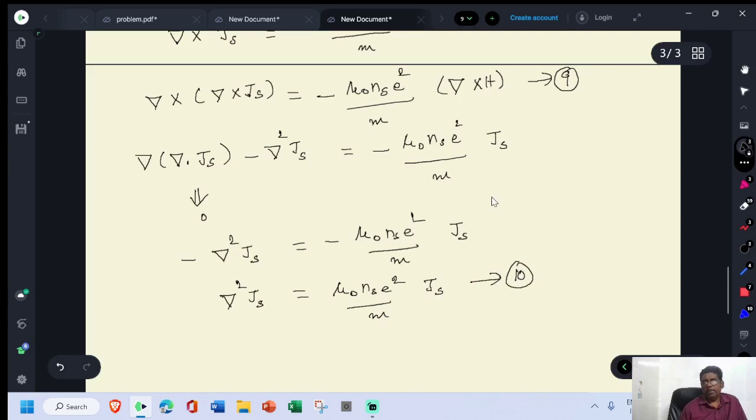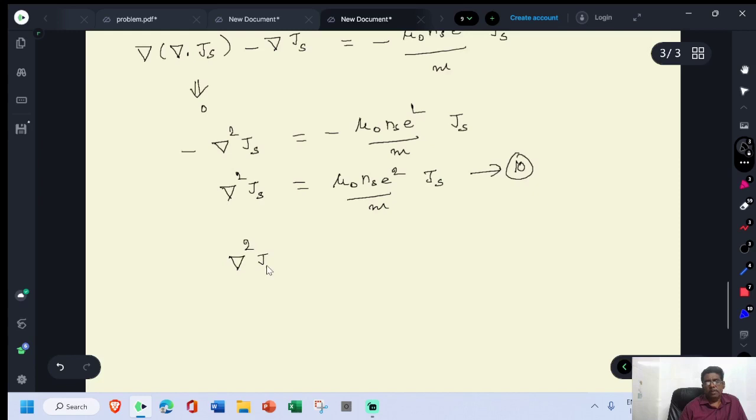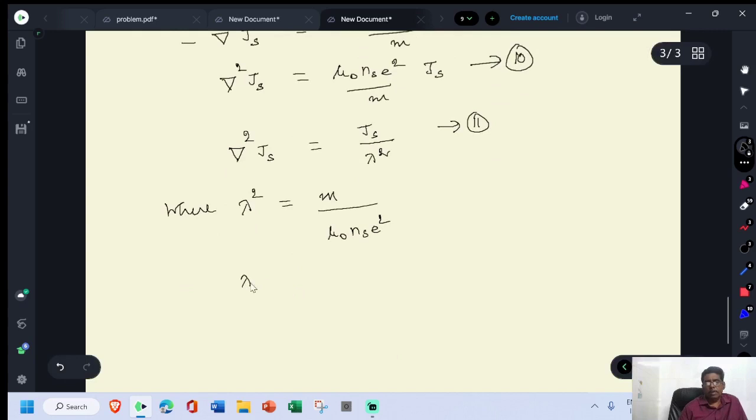And this is modified as del square Js equal to Js by lambda square, where lambda square equal to m divided by mu naught ns e square. Here lambda is called penetration depth, which has the dimension of length, penetration depth or skin depth.